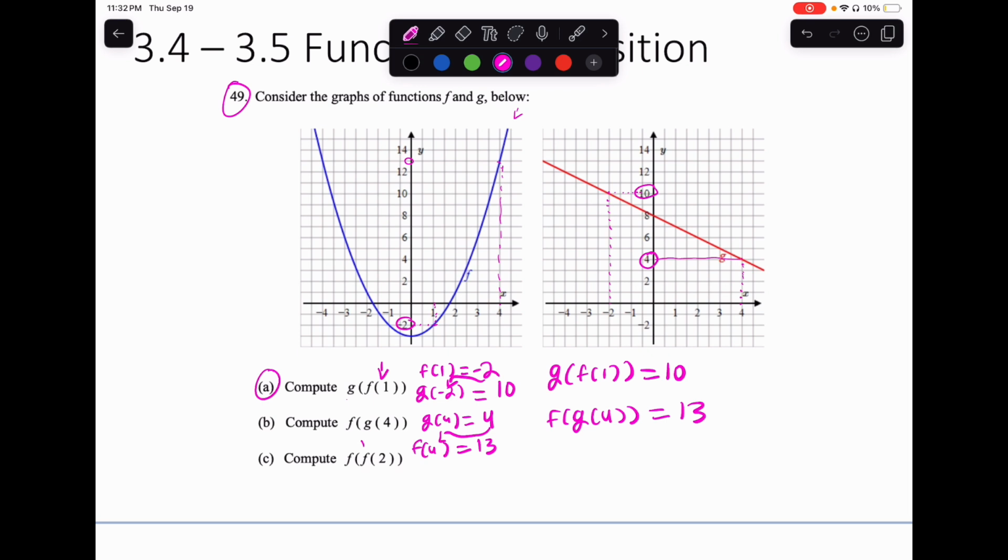Now we look at C, this one. It's using f of f. So we're going to be focusing just on this blue line right here. The first thing is, what is f of 2? Well, f of 2 looks like it's 1. And then we say, what is f of 1? Because this output becomes the input for our outside function. So f of 1, we already know what that is. f of 1 was equal to -2. So f of f of 2 is equal to -2.